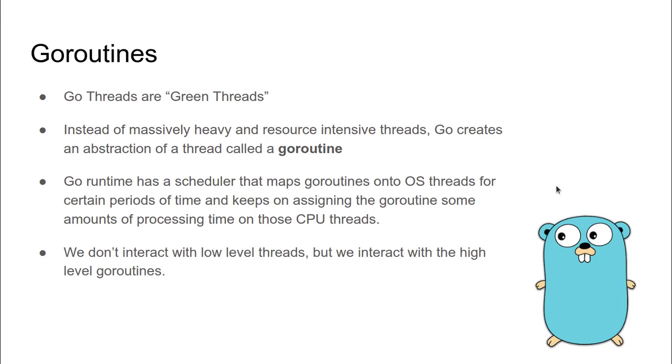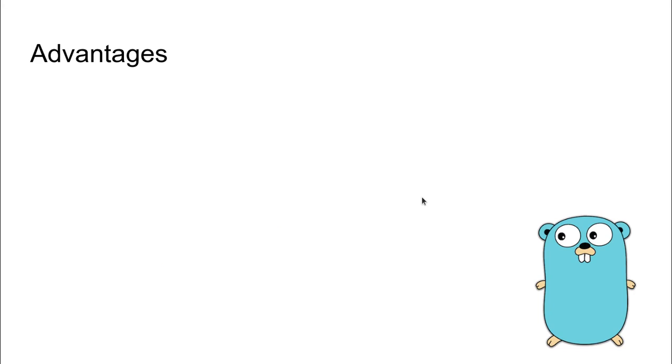And as a programmer, we do not interact with the low level threads of the operating system, but we interact with the high level Go routines provided to us by the Go runtime. Now, what are the advantages of this programming model?